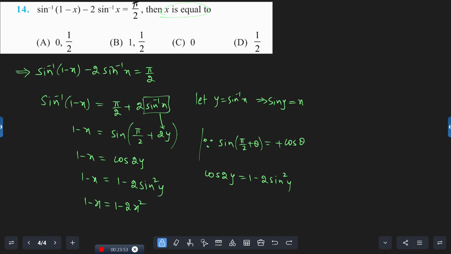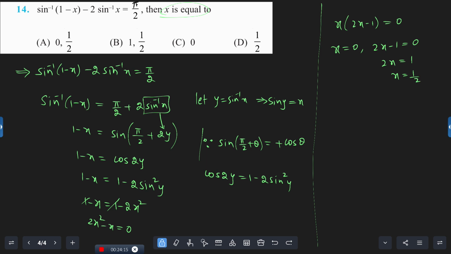Have you noticed it? So you bring everything to one side. This 1 alone will be cancelled. The remaining you bring to one side: 2x square minus x equal to 0. If you take x outside, what am I getting? x times 2x minus 1 equal to 0. So x equal to 0 and 2x minus 1 equal to 0. 2x is equal to 1, x is equal to 1 by 2. Therefore, we are getting x value 0 and x value 1 by 2. 0 is also given, 1 by 2 is also given, and both are given.